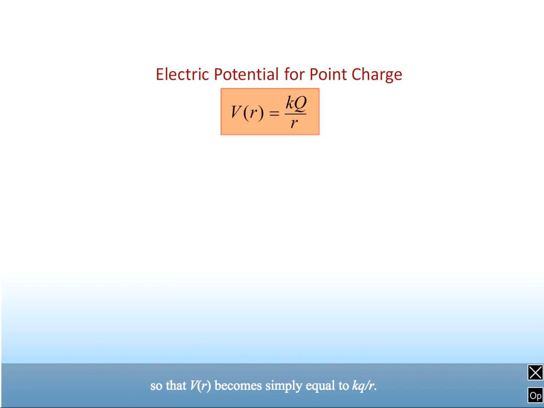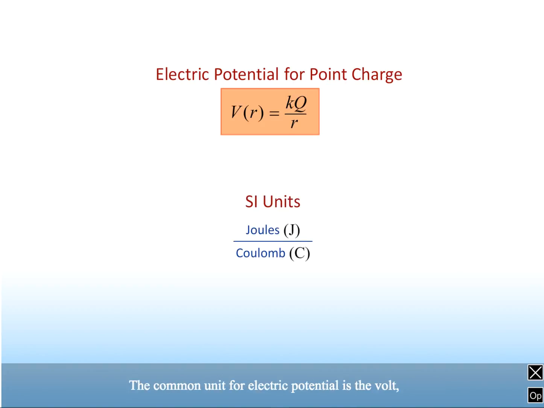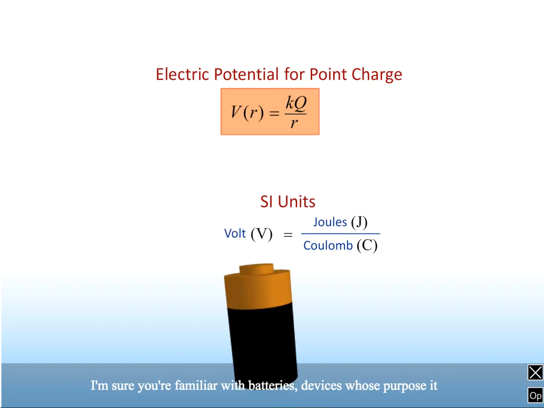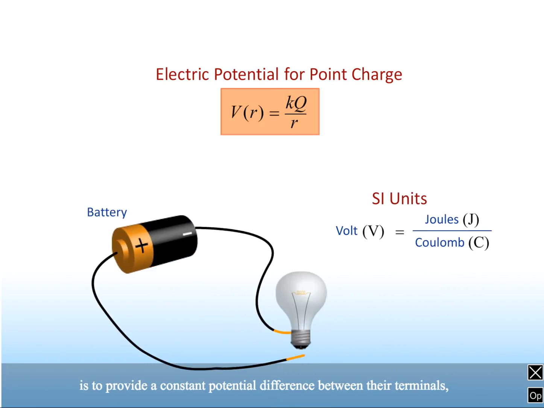kq over R. The dimensions of potential, or potential difference, are joules per coulomb. The common unit for electric potential is the volt, defined as 1 joule per coulomb. I'm sure you're familiar with batteries, devices whose purpose it is to provide a constant potential difference between their terminals, as measured in volts.